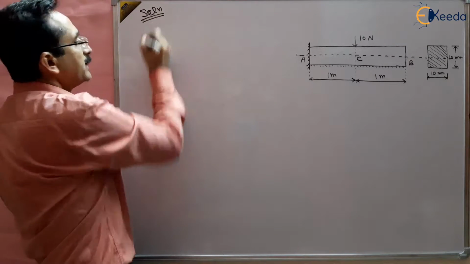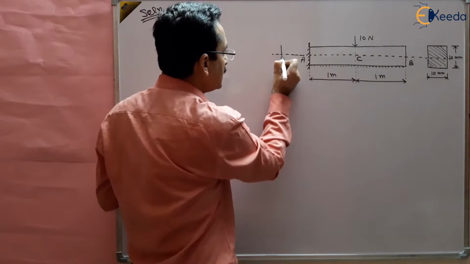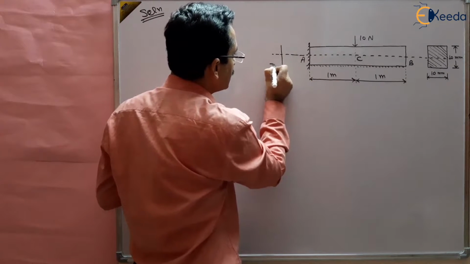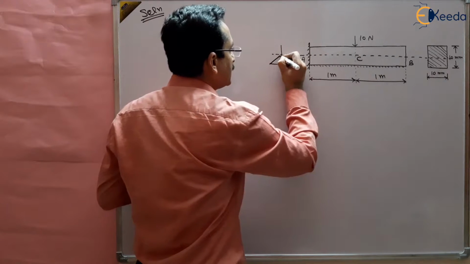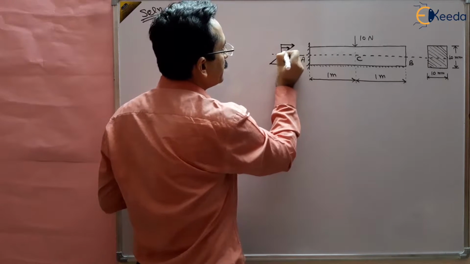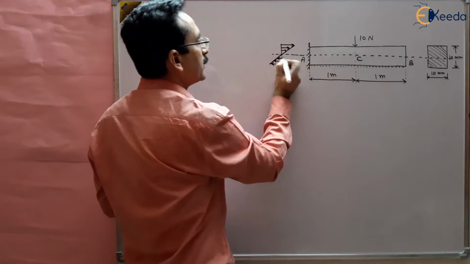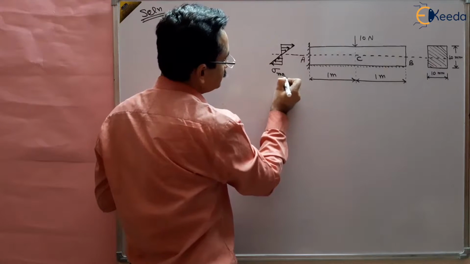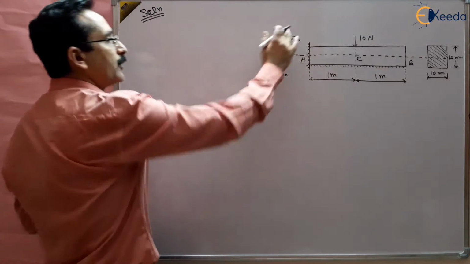We know that the bending stress distribution for a beam is linear. For uniform cross section it is always linear, like this. It is maximum at the outer fiber, and zero at the neutral layer. This is the maximum bending stress at the outer fiber.